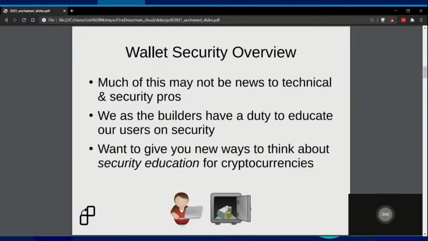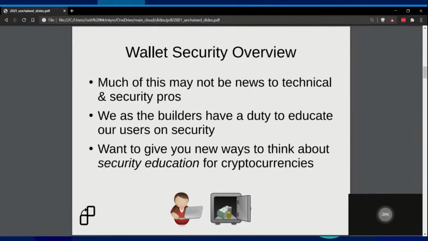So what are we actually going to talk about today? I'm going to give a broad overview of understanding wallets and the threats that specific classes of wallets face, and some of the common vulnerabilities and attack vectors that are out there.